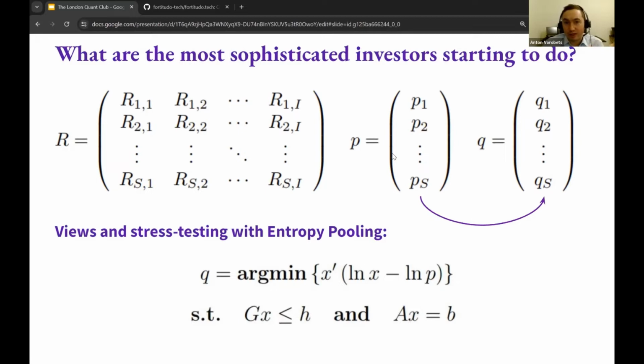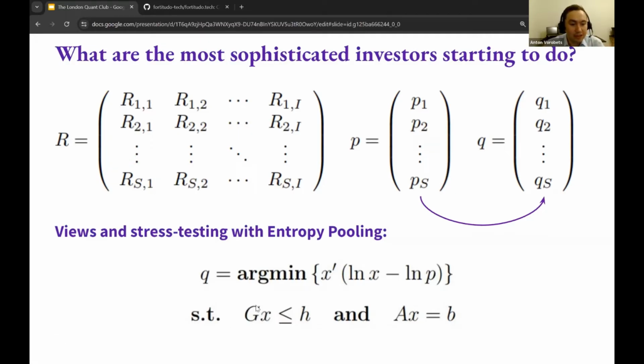If you then want to implement some views or do some stress testing, then one way that you can do it is by changing these scenario probabilities into the posterior probability vector that we call Q. And here you see the basic formulation of the method that we use to change these probabilities, which is called entropy pooling and has this relative entropy objective function that we are trying to minimize. So you can also see that you have these constraints with the matrix G and A. And you can imagine that these matrices are functions of this Monte Carlo simulation. So this is how it is integrated into entropy pooling.